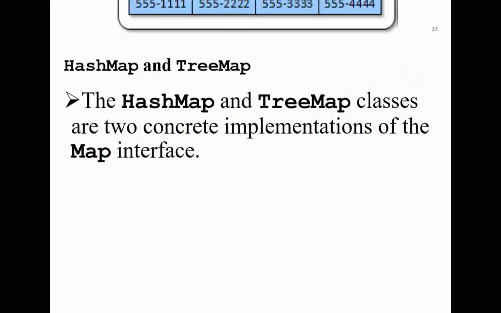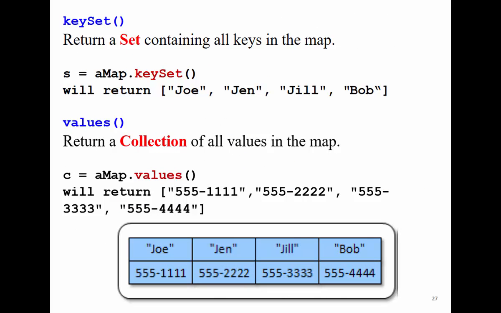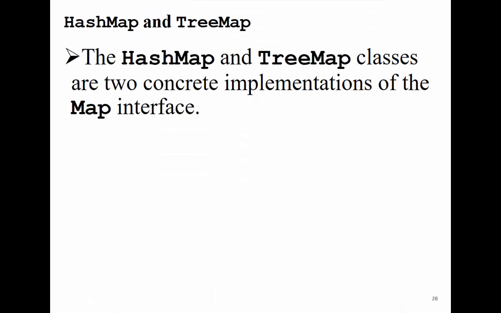Now, after discussing all these methods that belong to the map interface, we will now see two classes that implement this interface. One is called HashMap, and the other one is called TreeMap.